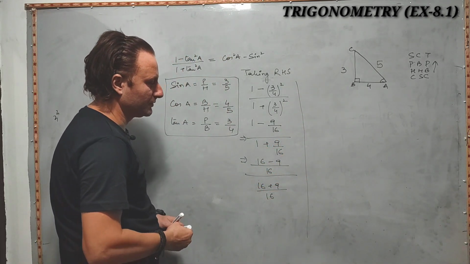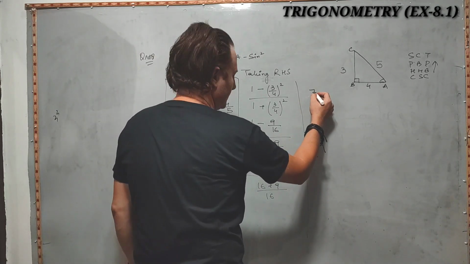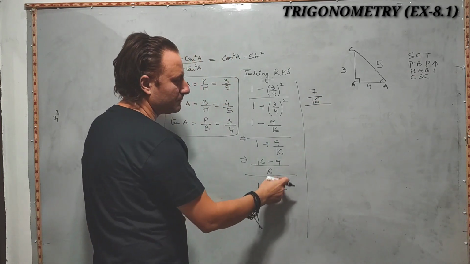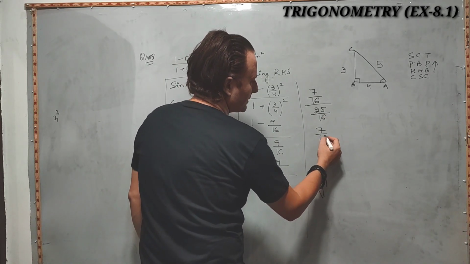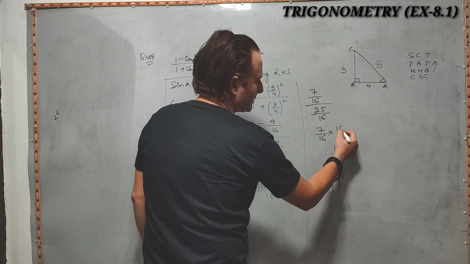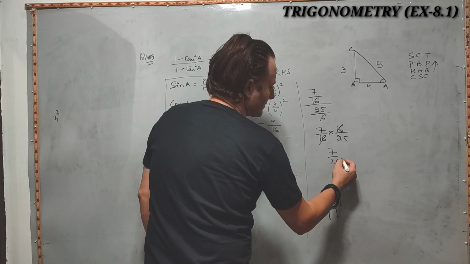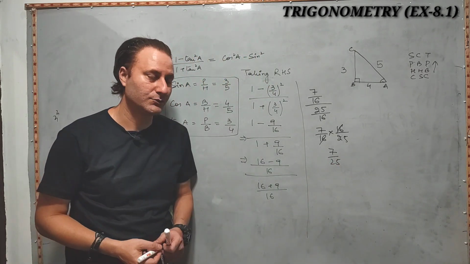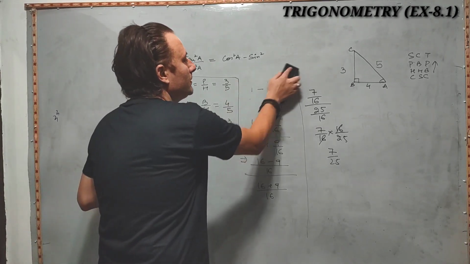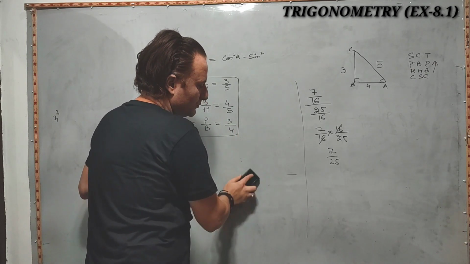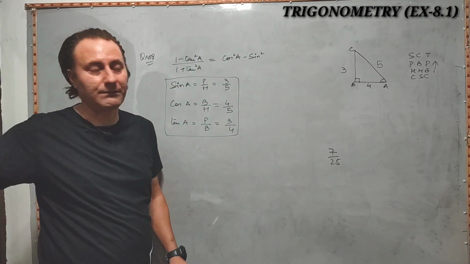Now let me move to that side. So 16 minus 9, 10, 11, 12, 13, 14, 15, 16. That is 7 upon 16. Then 16 plus 9, that is 25 upon 16. So 7 upon 16 multiplied by upside down, that is 16 upon 25. 16, 16 gone. So the LHS is 7 upon 25. So this is our LHS. Let me go ahead and take this off and take the values of the RHS as well. So we have the answer of left hand side, that is 7 upon 25.